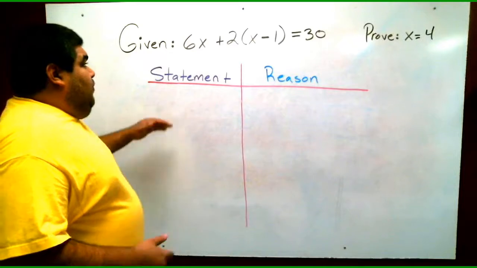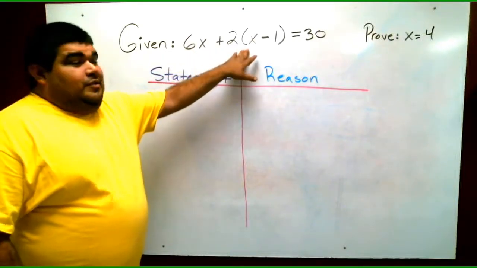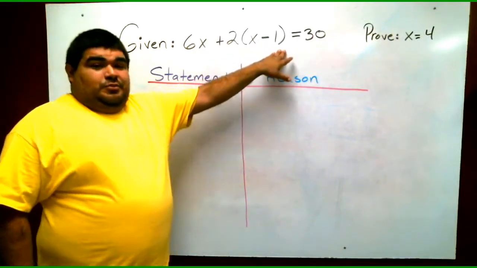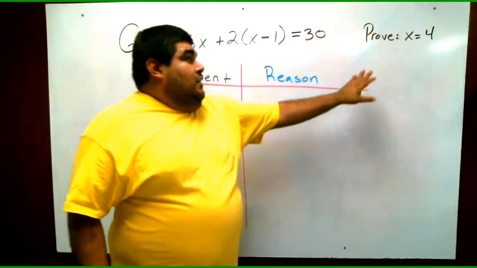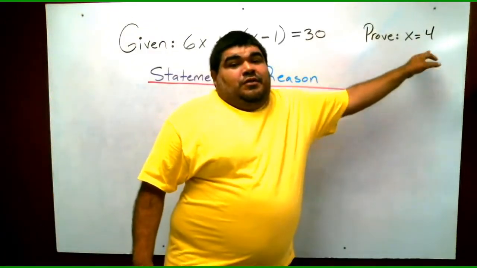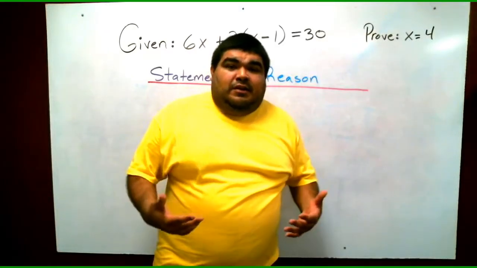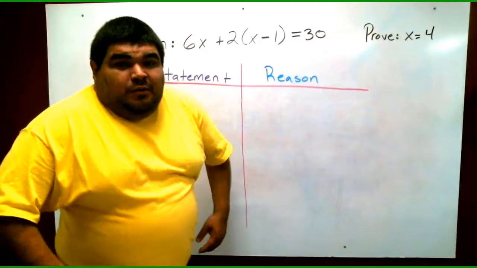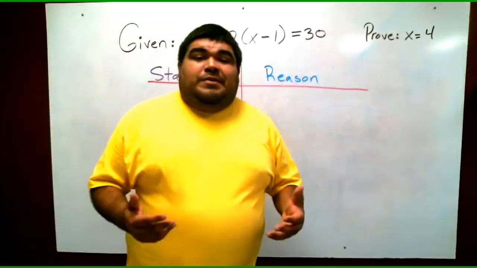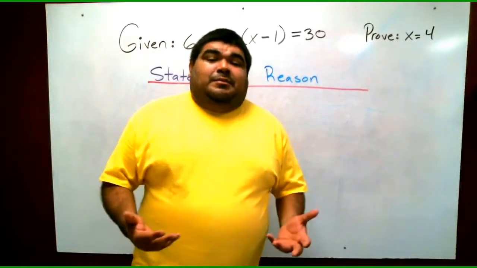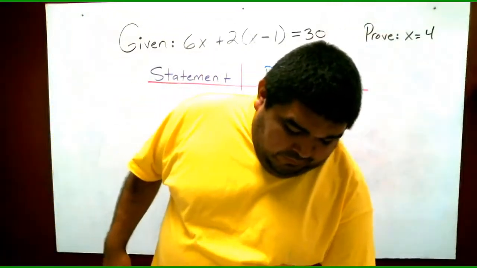Today, in the algebraic proof, we're going to prove that 6x plus 2 parentheses x minus 1 close the parentheses equals 30. Okay, we're going to prove that x equals 4. That's what we're trying to prove. The way we prove it is we have to solve it, right? Step by step. So today with the proof, we're not only going to solve it, but we're going to be in a way describing what we're doing, okay? The steps in a way. So let's begin with the first one.